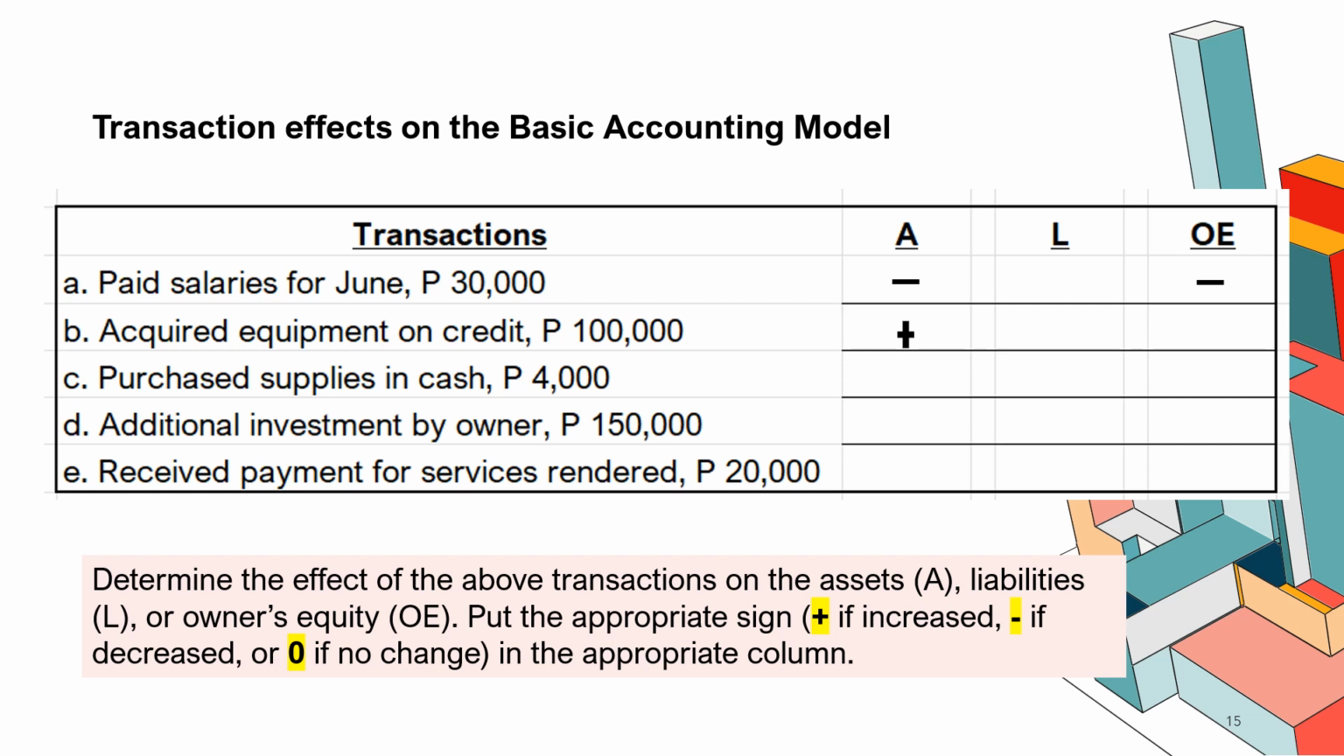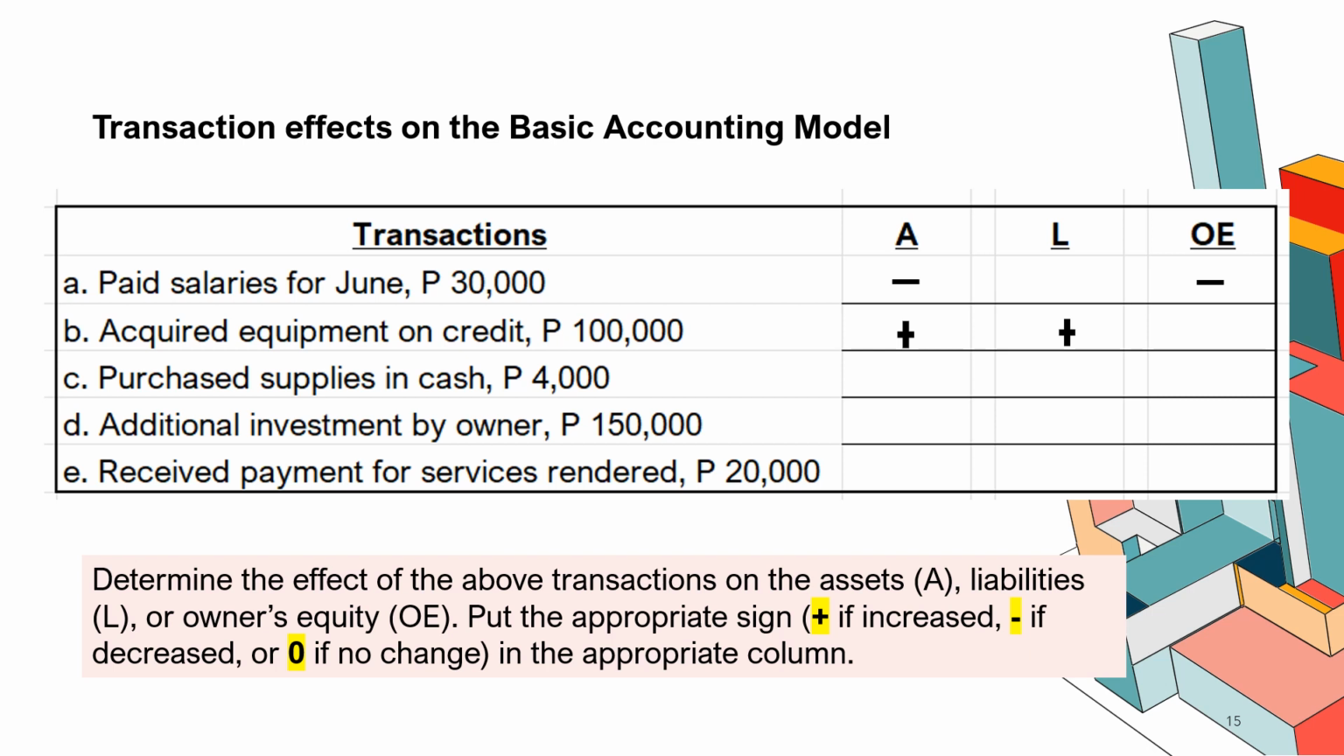How about letter B? Acquired equipment on credit, 100,000. I already put the answer. Okay, so equipment is an asset. You receive equipment and that's an increase in your asset. However, it is on credit. Okay, it's a liability. So therefore, your liability will also increase. How about your owner's equity? No effect. So just put 0 under the OE column.